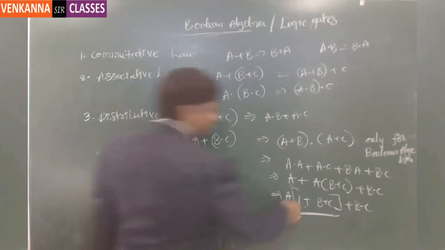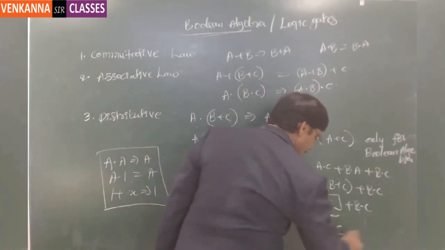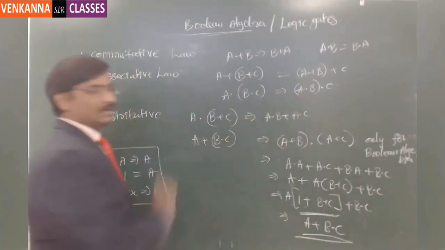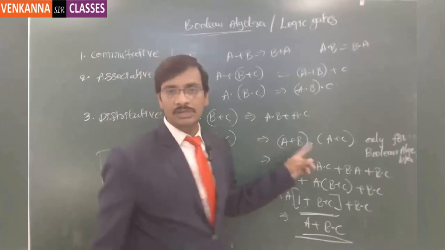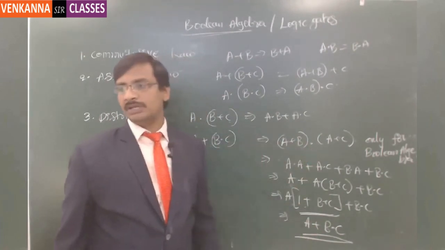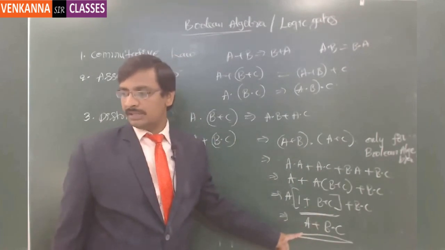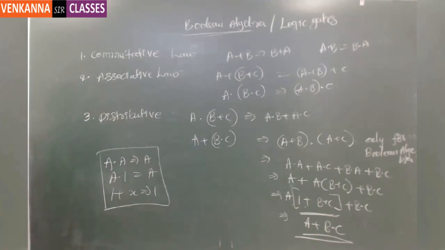Now here 1 plus anything is always 1, so this can be treated as a plus b dot c. Now if you notice, this is the left hand side. So though it is a failure in case of normal algebra, this is valid in case of Boolean algebra. A plus b dot c can be written as a plus b dot a plus c. Got it?